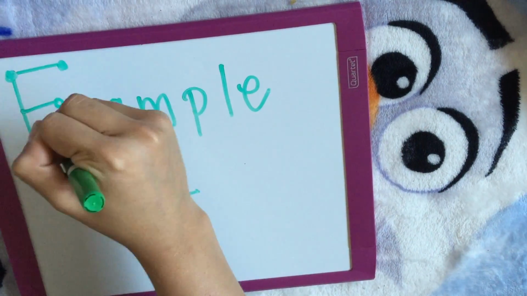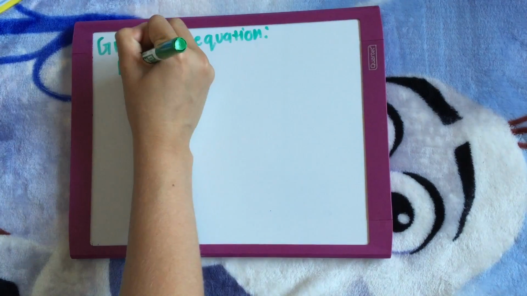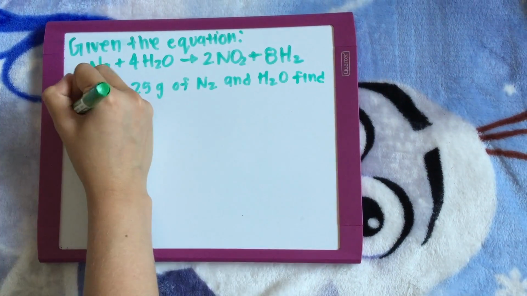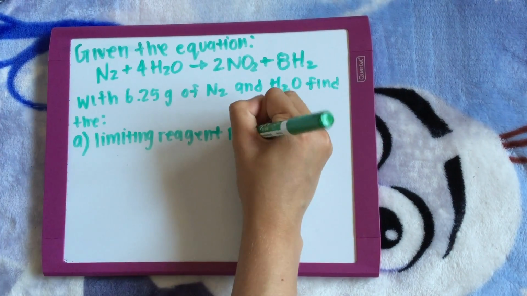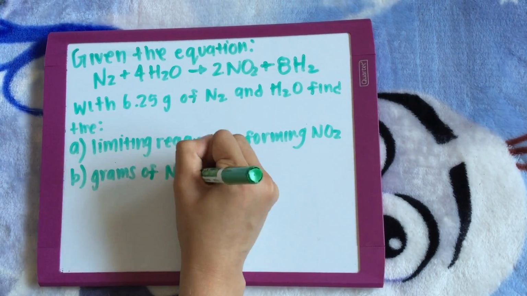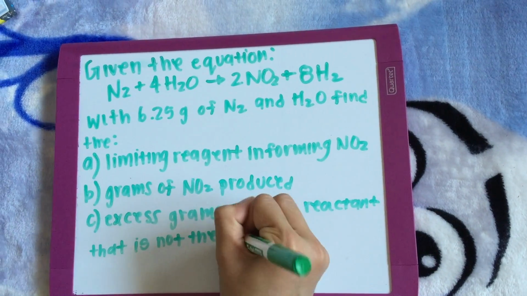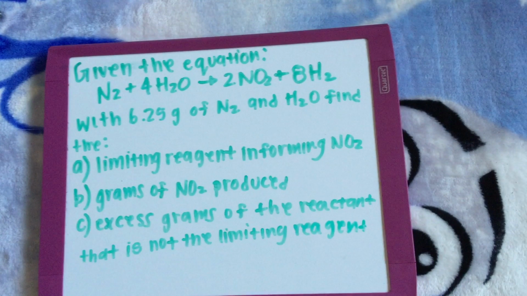Example 4. Given the equation N2 plus 4H2O yields 2NO2 plus 8H2, with 6.25 grams of N2 and H2O, find the A, limiting reagent in forming NO2, B, grams of NO2 produced, and C, excess grams of the reactant that is not the limiting reagent.